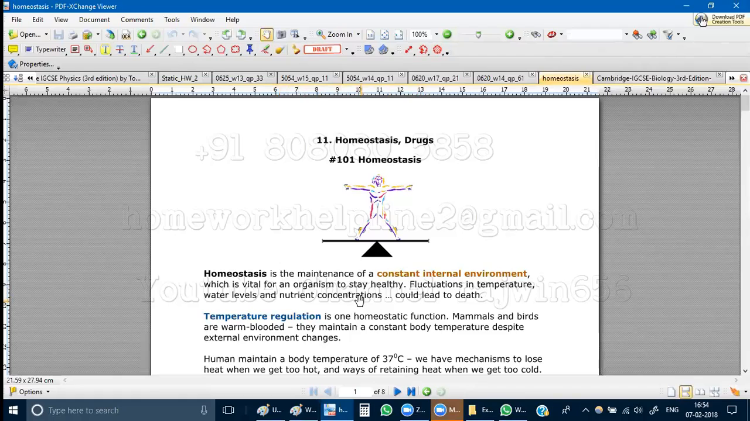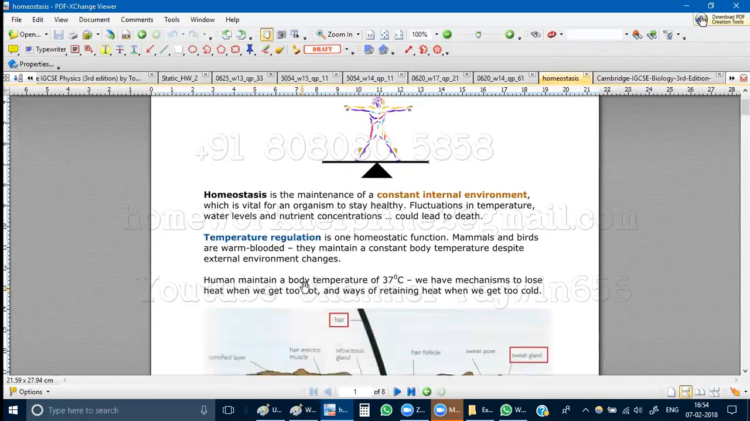So that is the definition of homeostasis which you will take down, and then we'll go through the other things from the textbook. Also, temperature regulation is one homeostatic function, that is maintaining a constant temperature of the body. Mammals and birds are warm-blooded, that is they maintain a constant body temperature despite external environment changes. So outside temperature may be higher or lower, but inside the body the same temperature is maintained. Human body temperature is maintained at 37 degrees Celsius.